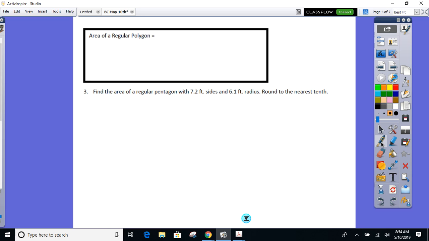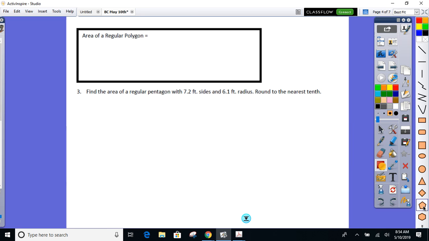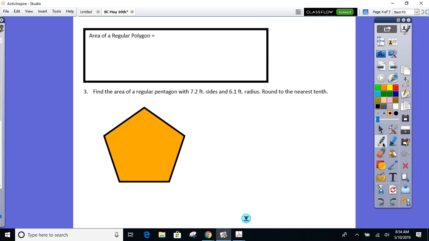So everyone, I got a regular pentagon. Let's see drawing skills here. How many sides? Oh boy. 5 sides. Each side, it says, is 7.2 feet. And it's got a 6.1 foot radius.